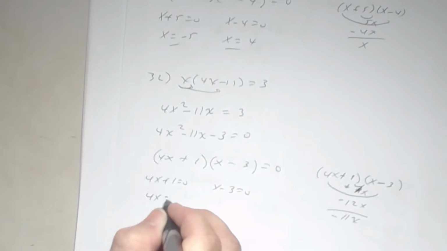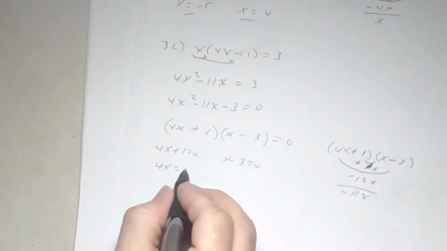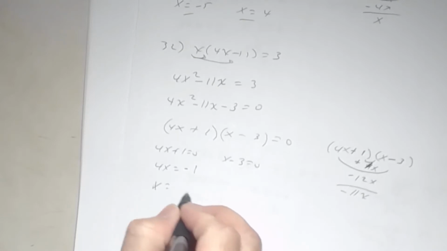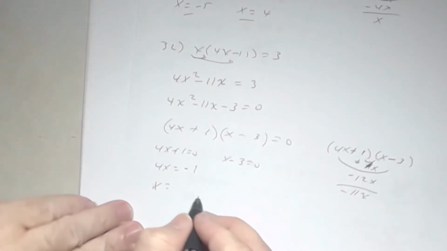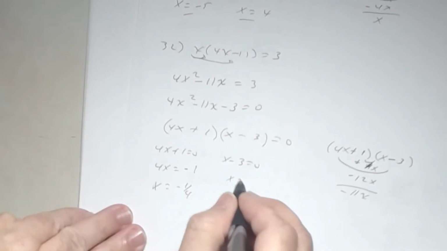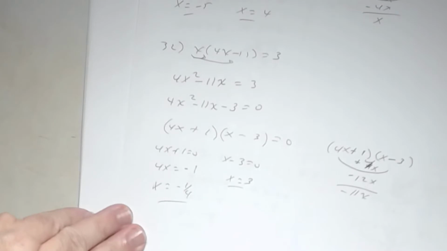Here, 4x equals what do you think? Negative 1. So what's x? Divide both sides by 4, negative 1/4. Here, what's x? 3. So there's your two solutions, negative 1/4 and 3.